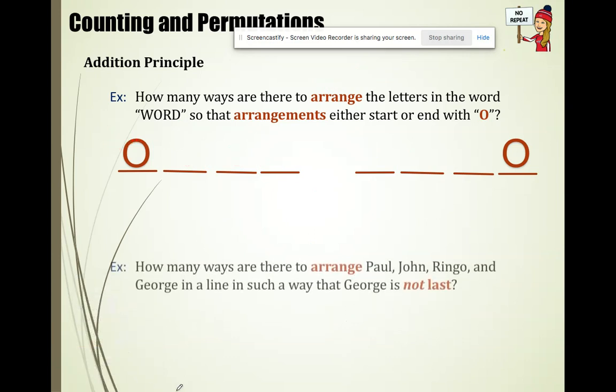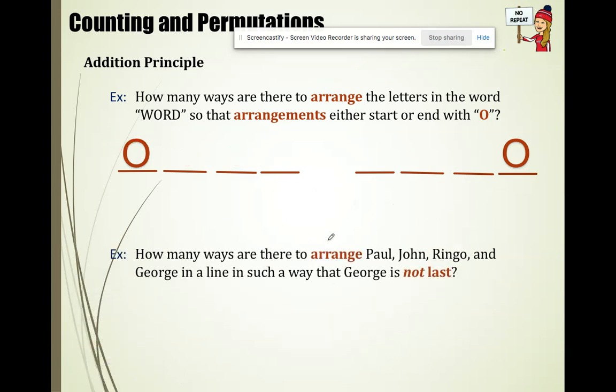What about this one? How many ways are there to arrange Paul, John, Ringo, and George? Does anybody know who those people are? In a line such that George is not last. So just like the first situation, I am saying I want a permutation, but I am fixing one of the choices. Now, oftentimes with these problems, there's more than one way to do it.